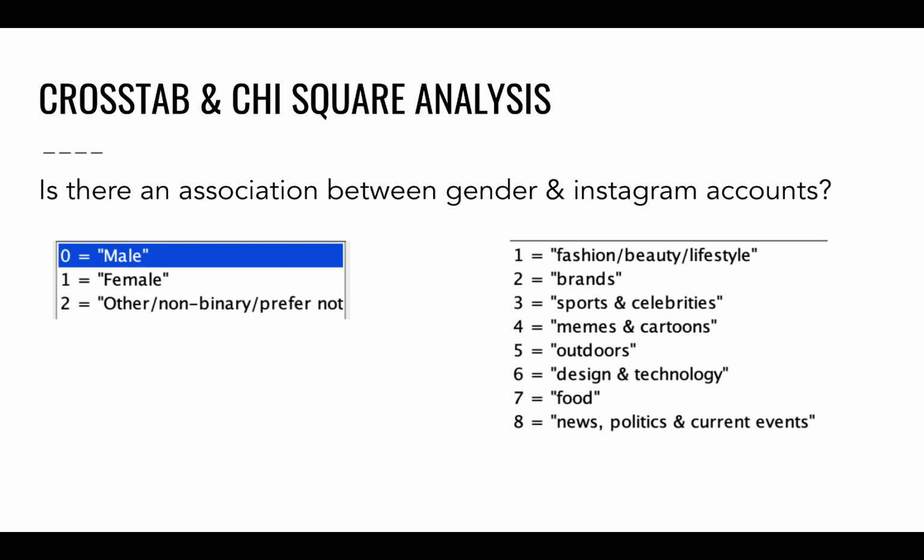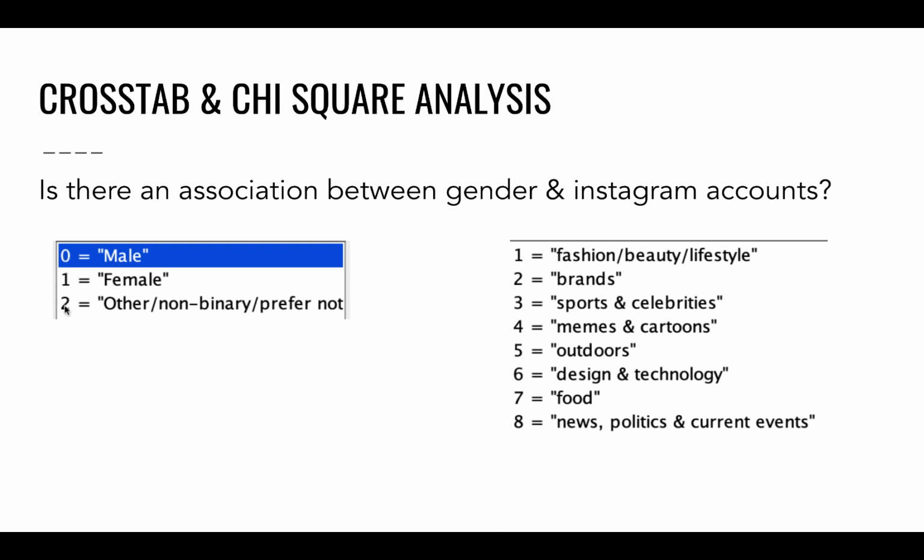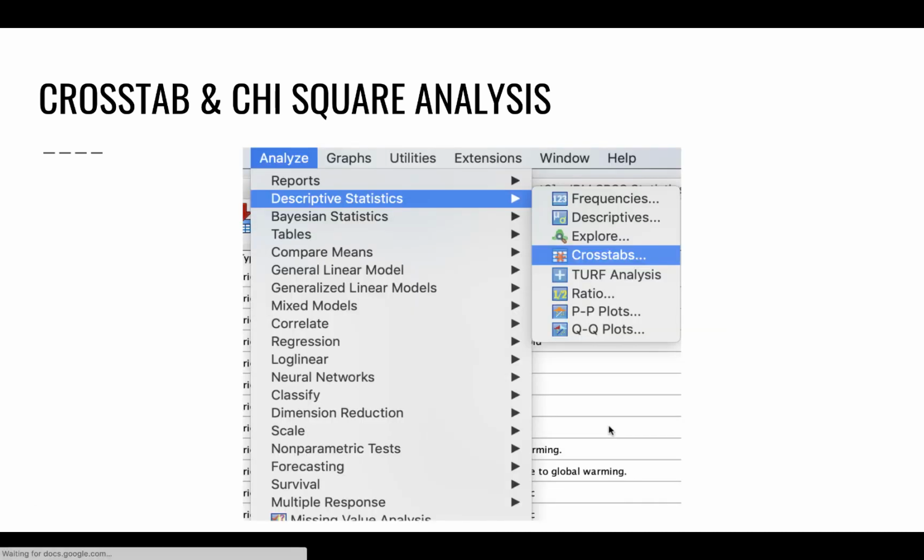So let's say we want to look at whether there is a relationship between gender and the type of Instagram accounts they follow. So we have gender split in male, female, and other, with the coding being 0, 1, 2. You know from previous classes about coding that you could also do 1, 2, 3. That doesn't really affect your data. But here the coding is 0, 1, 2. And then different Instagram accounts ranging from 1 to 8. People could check which Instagram account they actually follow the most.